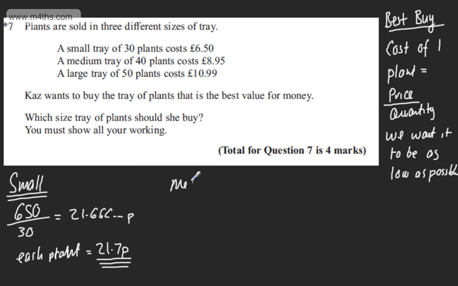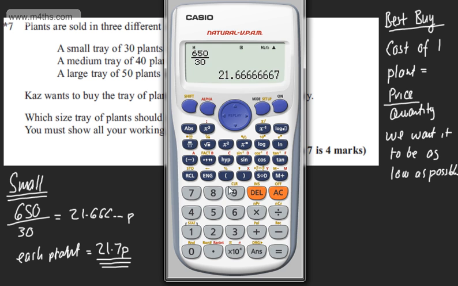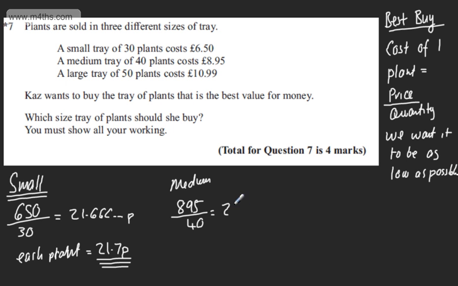If we look now at the medium, we're going to have 895p divided by 40. Again, we can do this on a calculator. So 895 divided by 40, and that's going to give me 22.375. So I'm going to say each plant is going to be equal to 22.4p. And again, these are to 1 decimal place. You might want to write that down.